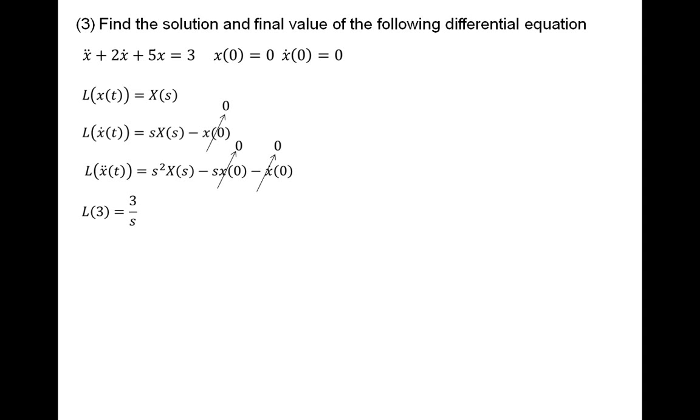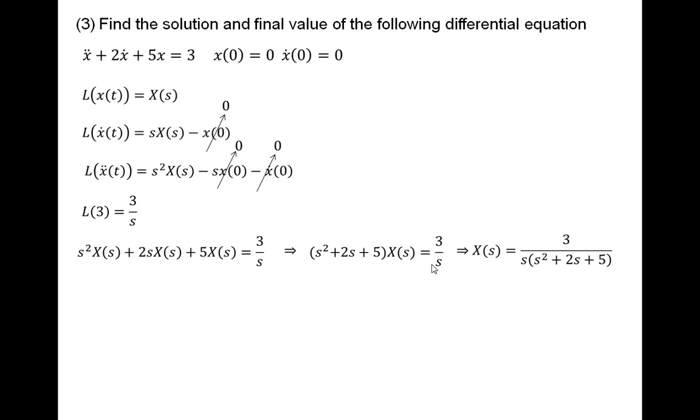So by putting all initial conditions equal to 0, I will have this relation: s squared X of s plus 2s X of s plus 5 X of s is equal to 3 over s. By factoring out X of s from the left hand side, I will have s squared plus 2s plus 5 multiplied by X of s equal to 3 over s. So X of s in the end is equal to 3 over s times s squared plus 2s plus 5. In order to find the Laplace inverse transform of X of s, I use the partial fraction again.